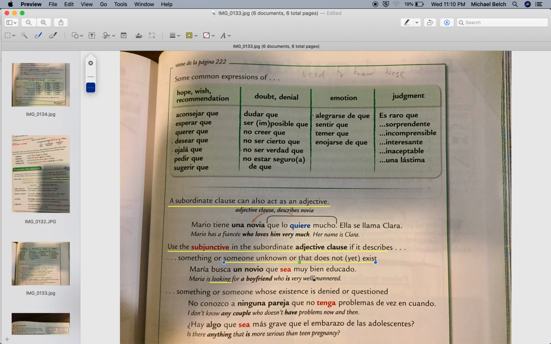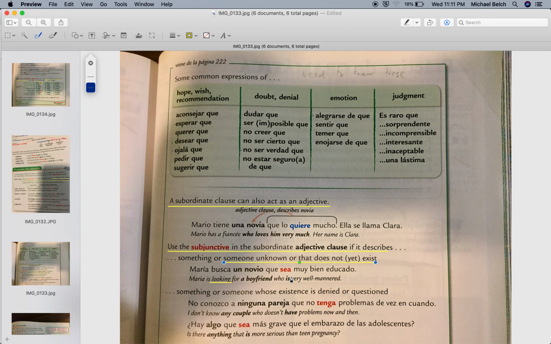Because we're describing something unknown, and that should clue us in right away to subjunctive, we use the subjunctive here in the secondary phrase. So María busca un novio que sea muy bien educado. We might say, la escuela busca un maestro que tenga un doctorado. The school is looking for a teacher that has a doctorate. Okay, so the school's not sure if he's out there or it's just unknown. So tenga. La escuela busca un maestro que tenga.